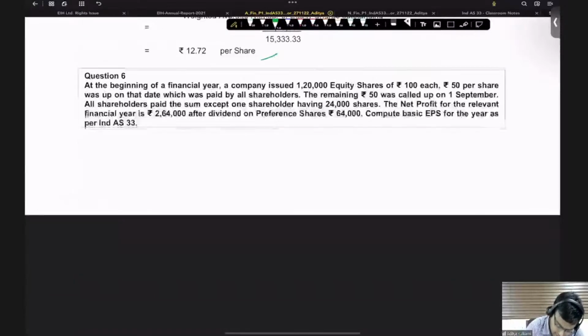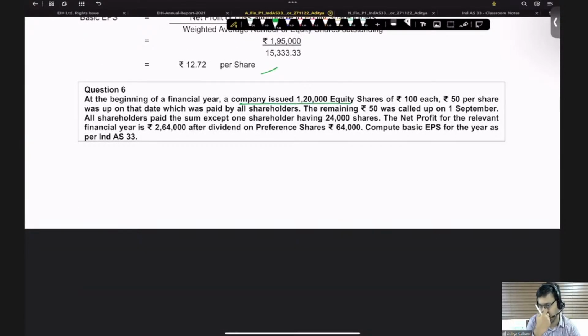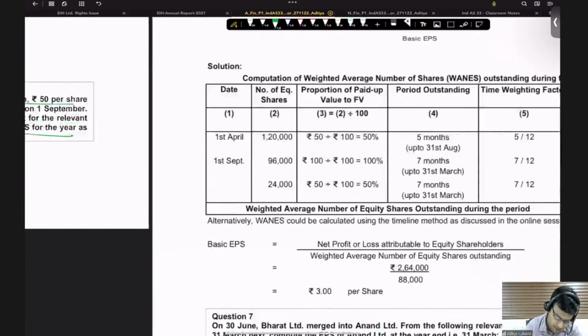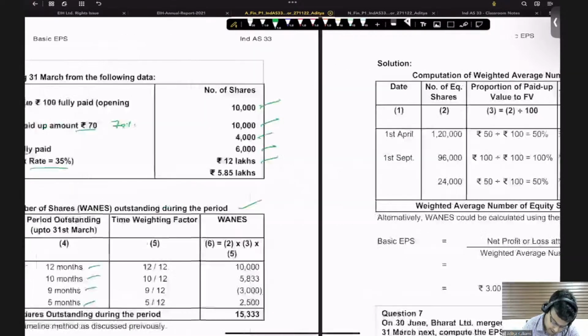At the beginning, a company issued 1,20,000 equity shares of 100 each. 50 per share was called up on that date, which was paid by all the shareholders. The remaining 50 was called up on 1st September. All the shareholders paid the sum except one shareholder having 24,000 shares. The net profit for the relevant financial year is 2,64,000 after dividend on preference shares of 64,000. Compute basic EPS for the year as per Ind AS 33.